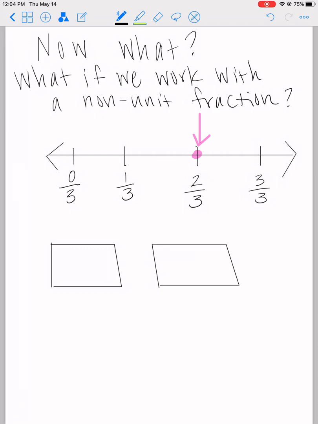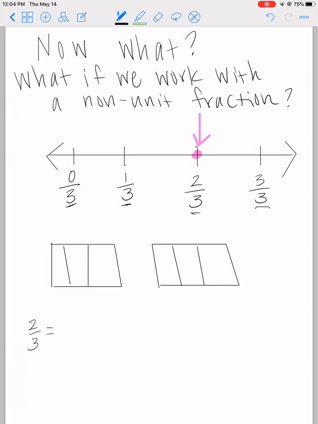And remember, the denominator is 3. Denominator down below, 3. So we're going to break our boxes up into 3 parts. Okay. Now, if we're trying to figure out 2/3, right? 2/3 equivalent. What is equivalent to 2/3?